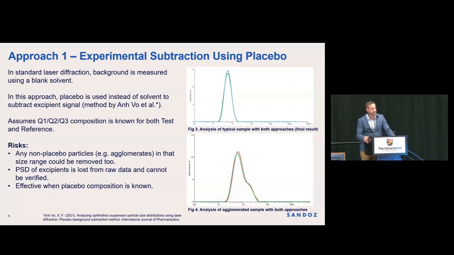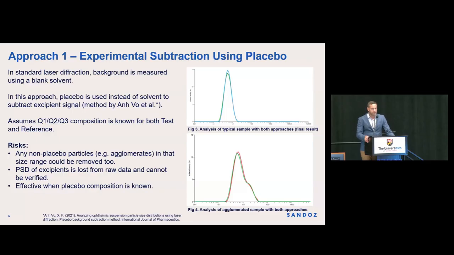Now, let me go back to the left side. So, with the first approach, usually when you measure with the laser diffraction, as part of the procedure according to the USP manual, you also need to measure background as a blank solvent-free medium. However, the group from An Vo and Tol really developed an ingenious and novel approach where they used placebo instead of the blank solvent. And this was then subtracted by the measured sample.